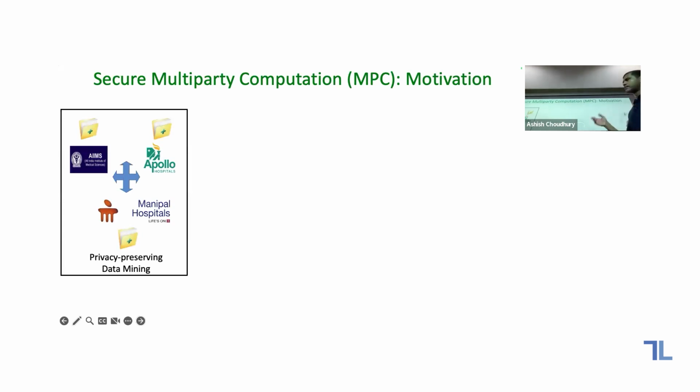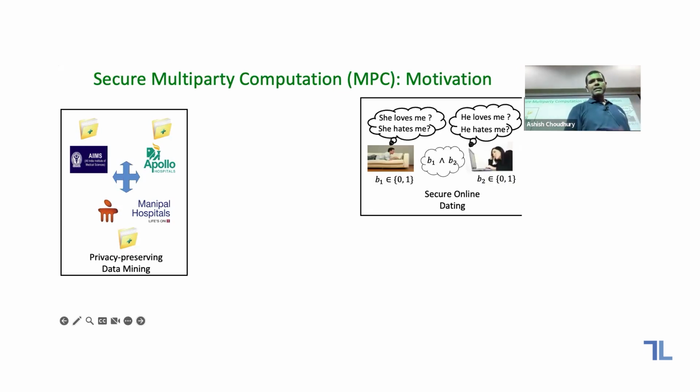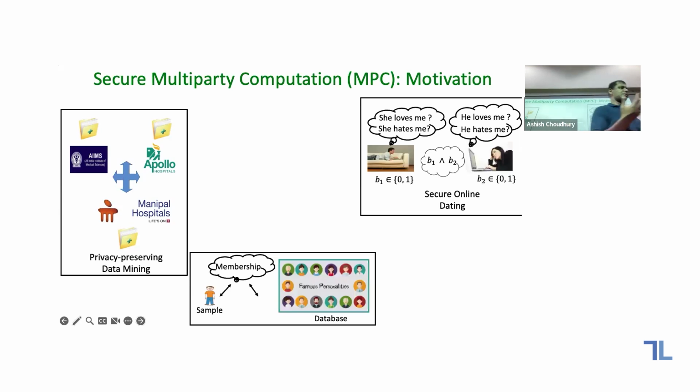For example, assume you have a group of hospitals with their own patient records, which are very sensitive, and they would like to collaborate to do some data mining operation. But in the process, they do not want to exchange their individual medical records with each other. Or consider two mutual friends who would like to know about their mutual love interests without directly revealing to each other. Or imagine a client with a sample and a remote database server, and we would like to verify whether the sample is present in the database server or not without revealing any additional information.